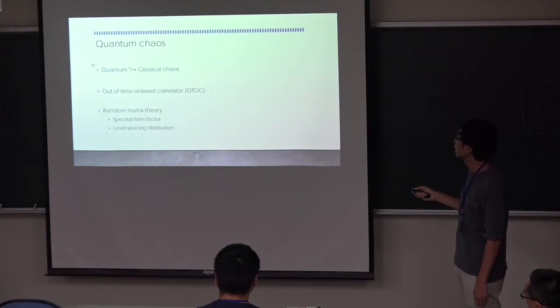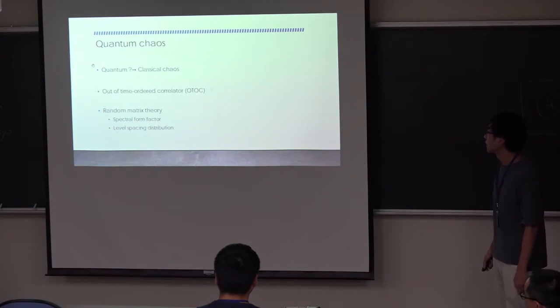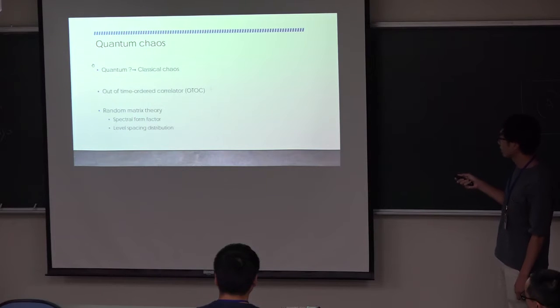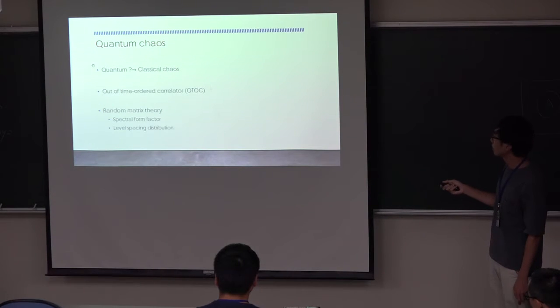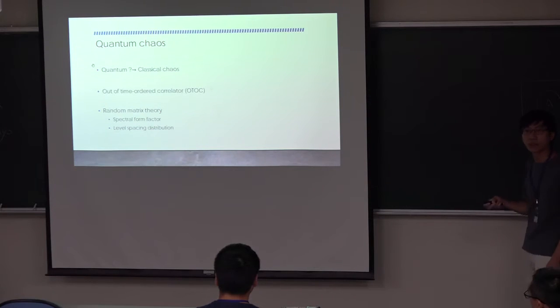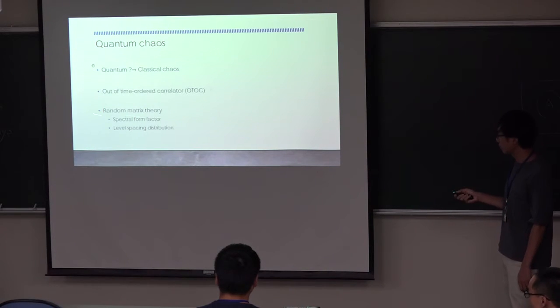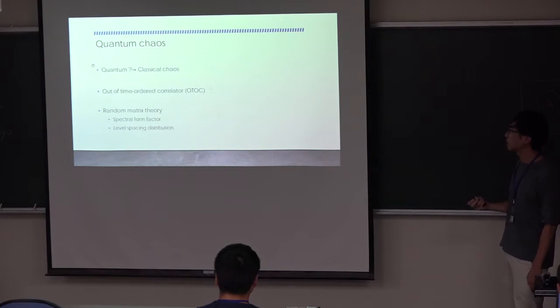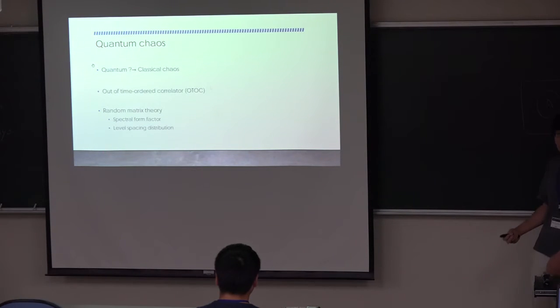The first one is called the out-of-time order correlator. I'll explain in the next page what it is. The other one is random matrix theory. In this paper, we focus on the spectral form factor of the qubit models and see what we can get out of some numerical computations. Random matrix theory also comes with the level spacing distribution, which also tells us some information about whether the quantum system is chaotic or not.